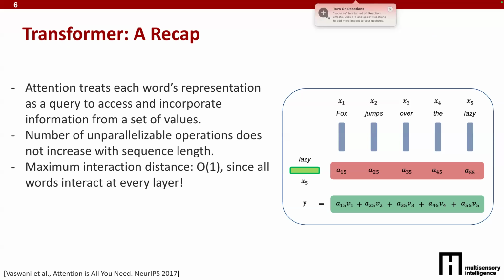And the second thing is that the maximum interaction distance is one. So it's easier for the model to capture long-distance relationships between a word in this sentence and a word in another sentence or so.